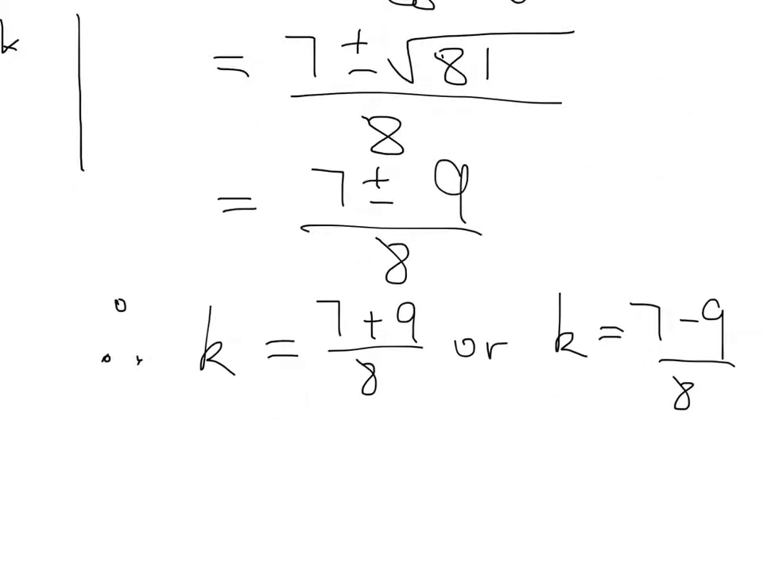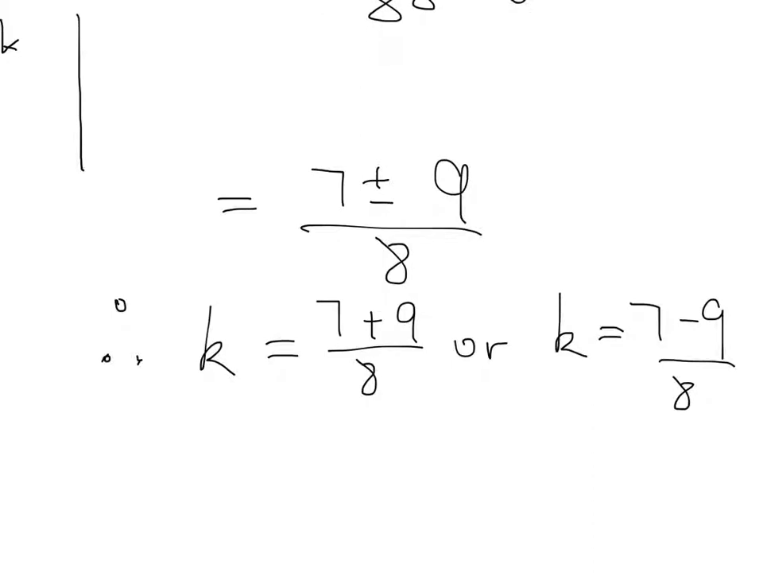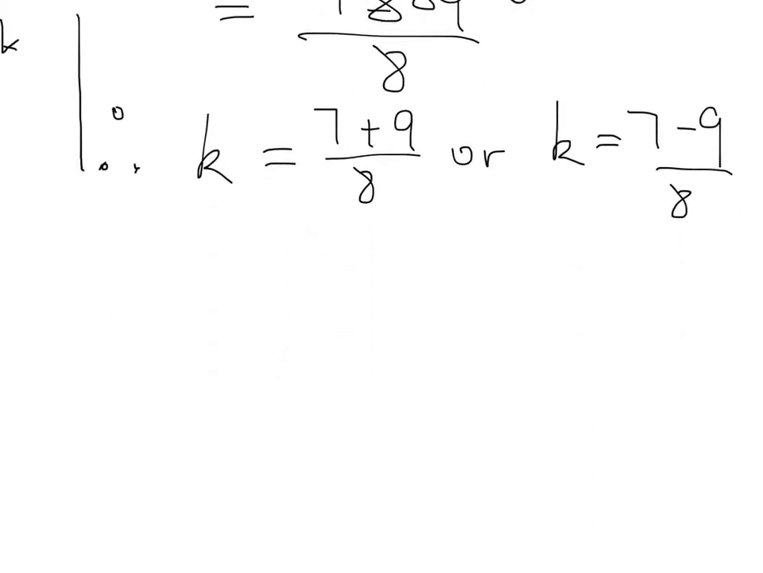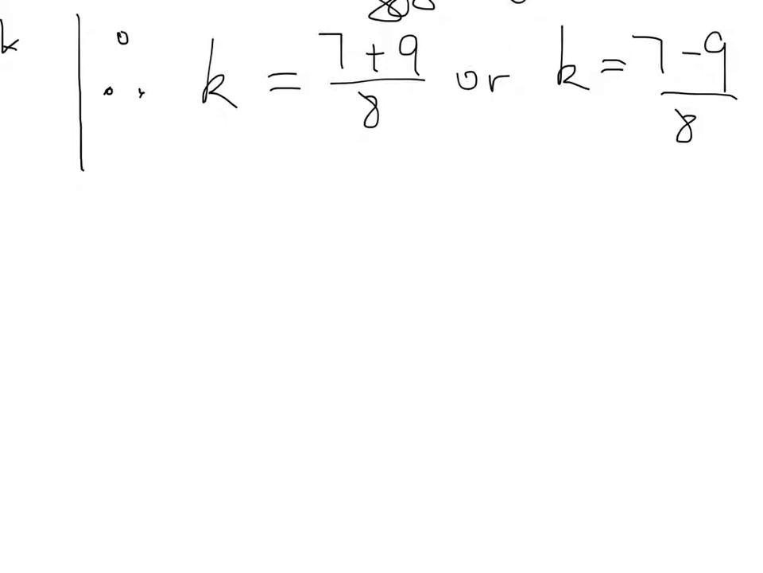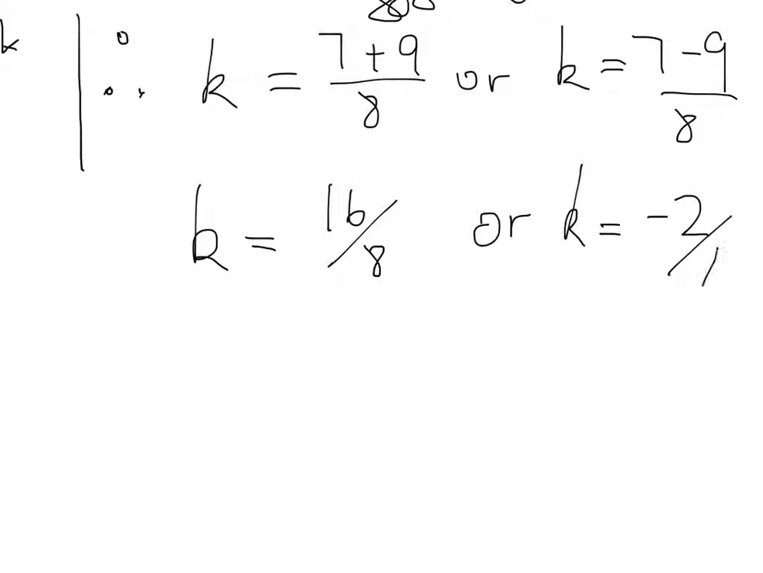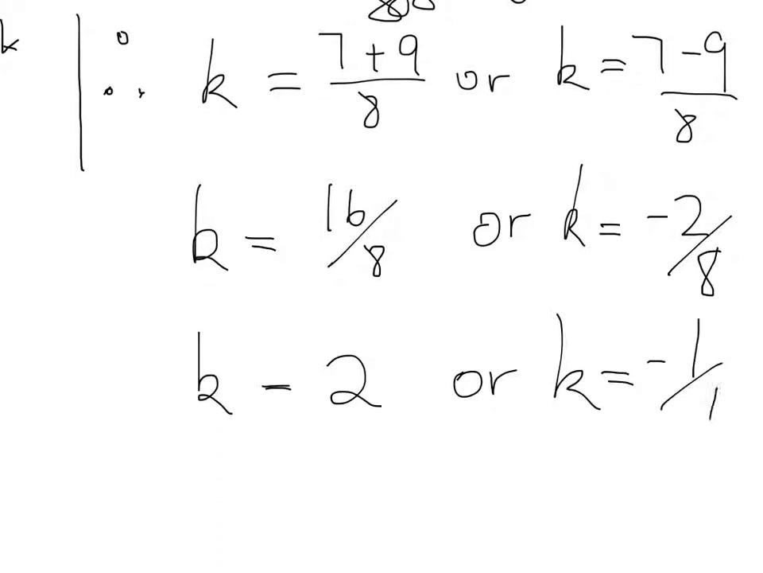So, once again, let's just move everything up, get it out of our way. Okay. So, k equals 16 on 8, or k equals negative 2 on 8, which means k equals 2, or k equals negative 1/4.